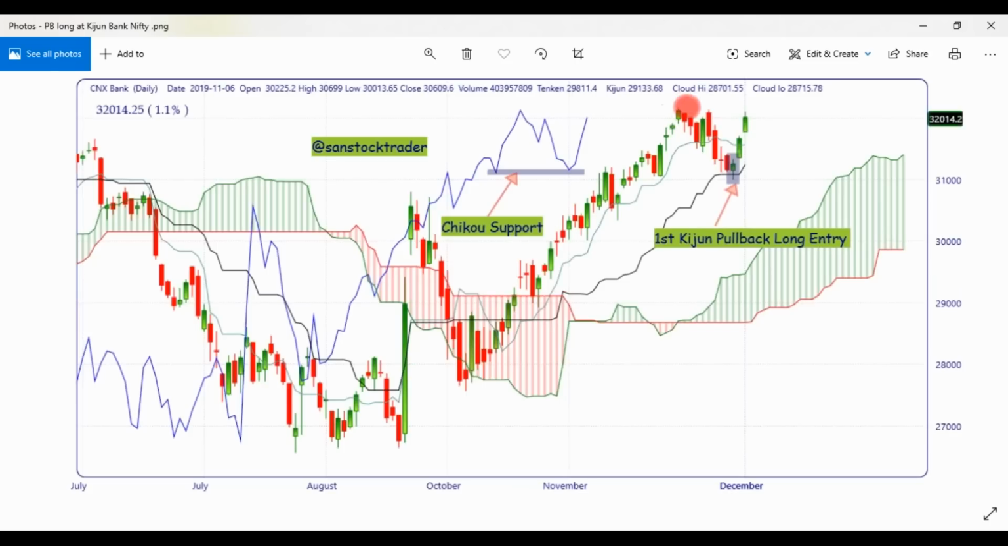So instead of chasing a stock when it is moving very strongly in one direction, we can wait and take advantage of this pullback, where your stop loss is small and your target is really high. Let me open the second chart.